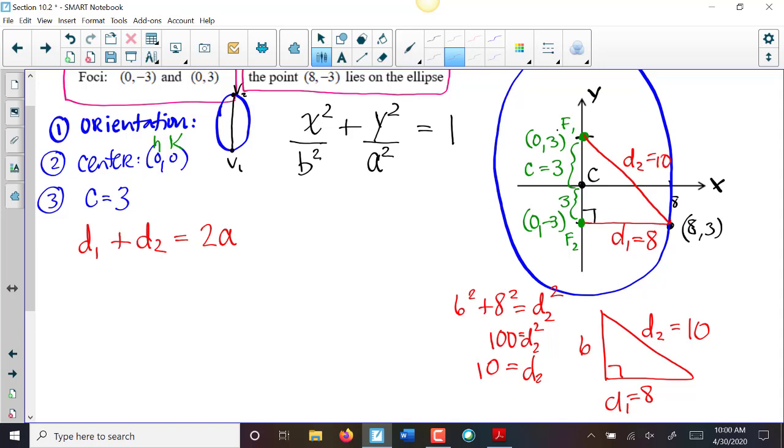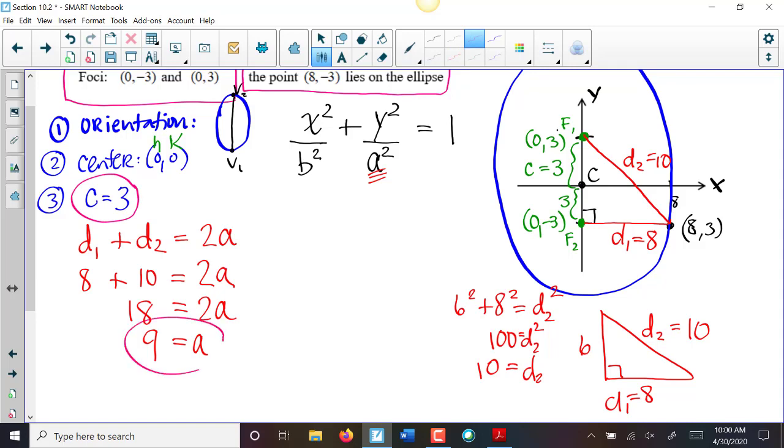All right, so now I can come up with 2a because I know these two distances. This one is 10. So I have 8 plus 10 is equal to 2a. The length of the major axis is twice a. So I know that the major axis is 18, which tells me that a is 9. So I could put 9 here in place of a and then square it. Now I need one more thing. I need to find b squared, and that's where we use c and a.